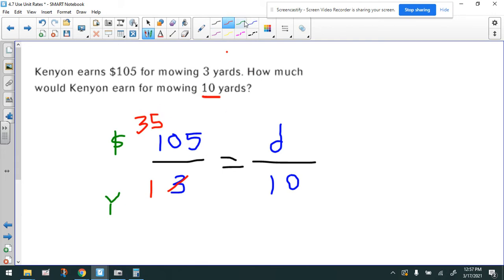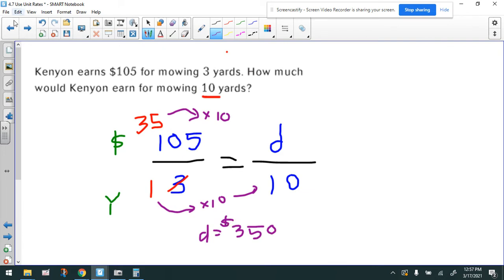All right, now you can easily see that we have the shortcut going across. Since 1 times 10 would be 10, we can take the 35 and divide it by 10 and get our answer, which hopefully you can see would be $350.